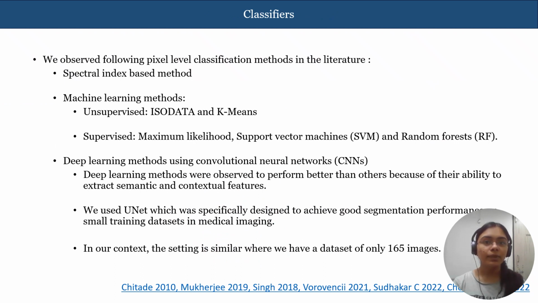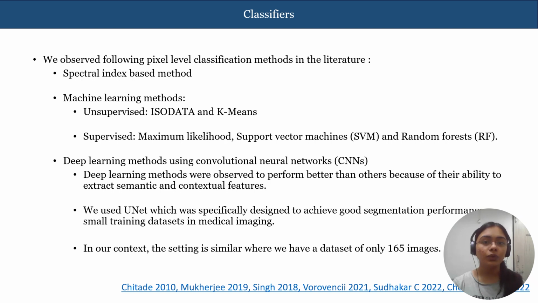To classify each pixel in the image into a mine or non-mine class, there are three broad approaches in the literature that we can use. First one is the spectral based, where we use a threshold on spectral values for classification. Second is the machine learning based, as we all know. And third one uses convolutional neural networks as a part of deep learning methods. CNN's ability to extract contextual features provides an edge over the other approaches by reducing spurious classifications.